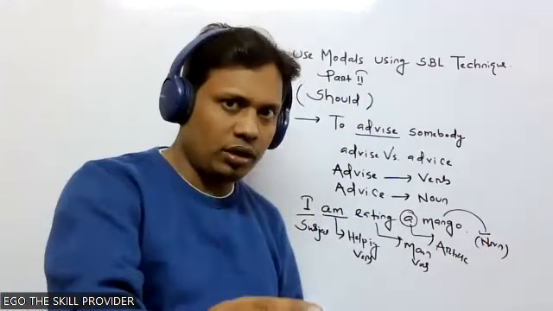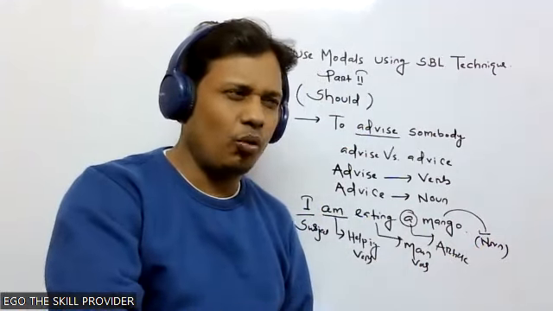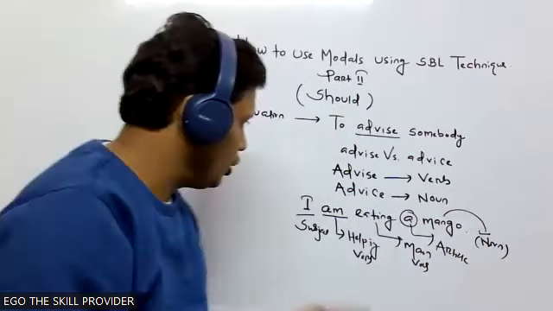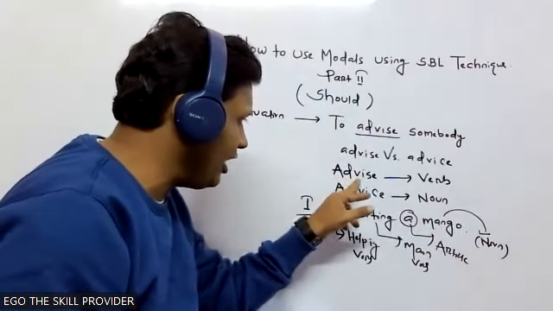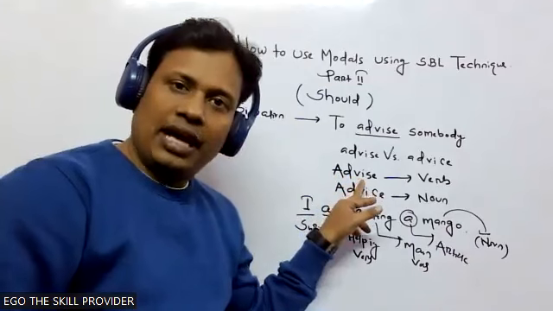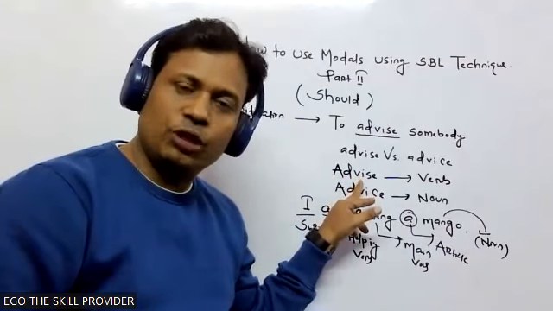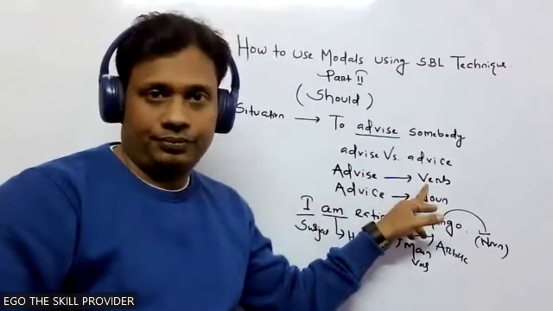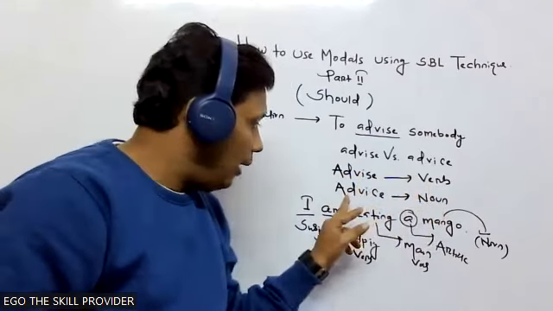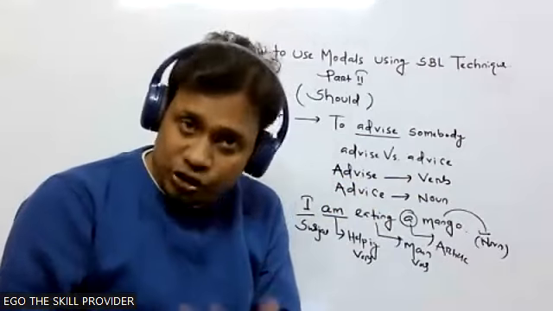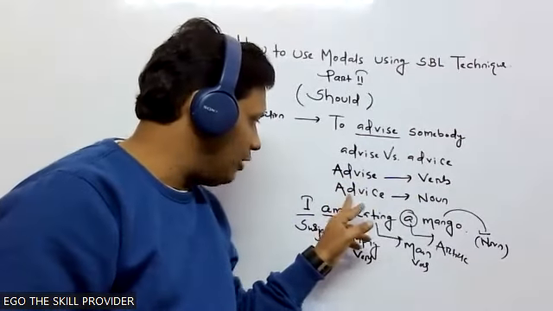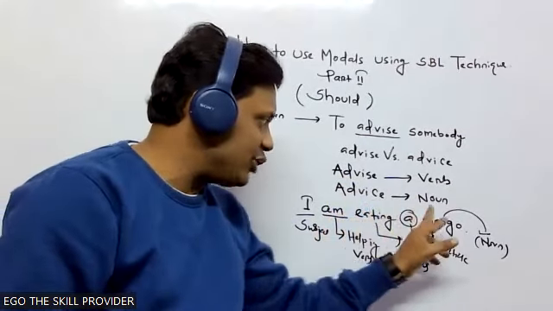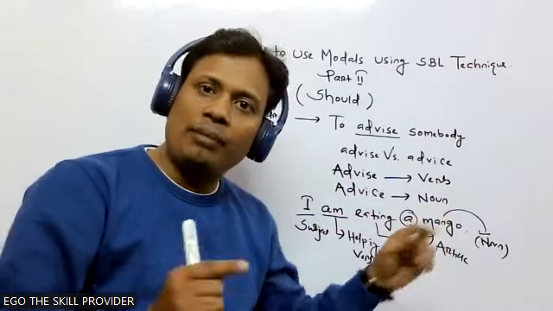I'm going to teach you everything. But as far as your question is concerned, advise, ADVISE, this particular word, you can use it in a sentence as a verb. Verb means an action word. It's an action. Got it? So advice, ADVICE, it's a noun. So you have to use it accordingly.